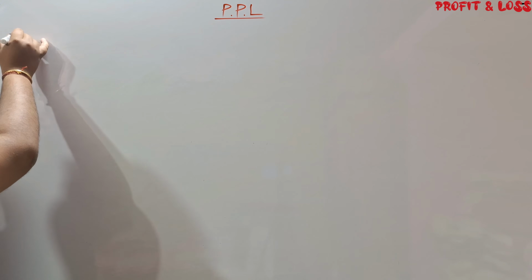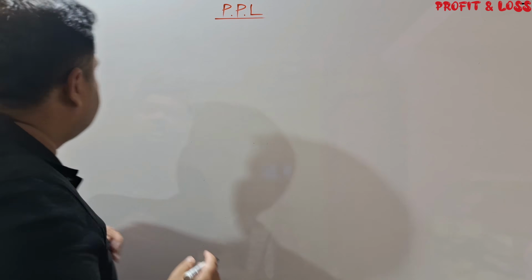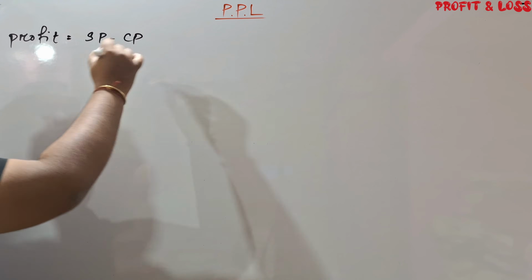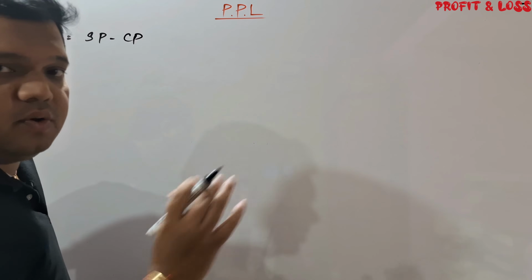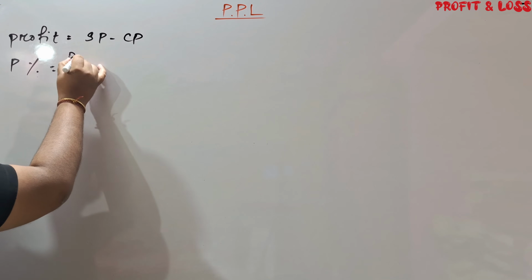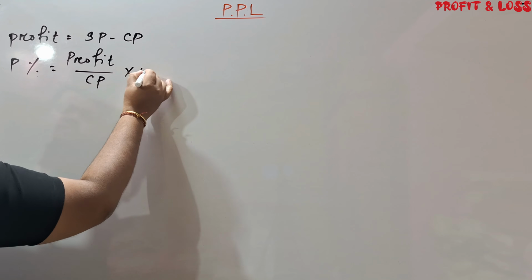Few formulas first I will discuss, then we will solve the questions. Okay? So what do you mean by profit? All you know, profit means what? When profit occurs, when selling price is greater than cost price, then profit occurs. So can I write profit is equal to selling price minus cost price? All you know, but write it once more. Profit percentage is what? Now this is profit divided by cost price into 100.